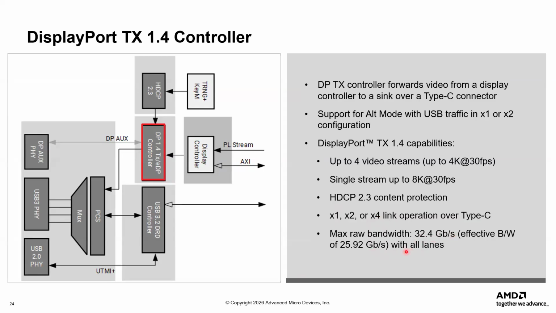And this was one of the enhancements to the DP standard. Well, this is part of the reason why they're supporting DP 1.4, is that the raw maximum bandwidth on this is up to 32.4 gigabits. Effectively less than that because of the overhead and the blanking and things like that. But this is the highest data rate that DP will support currently.